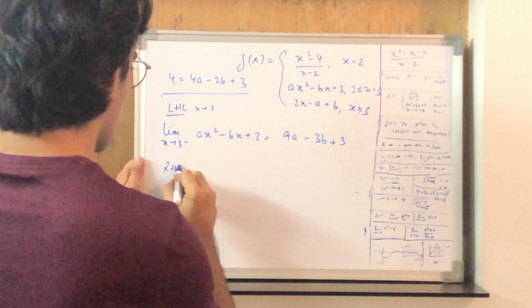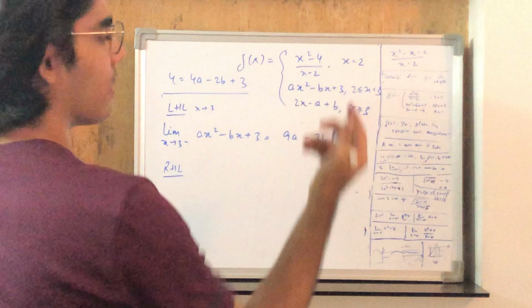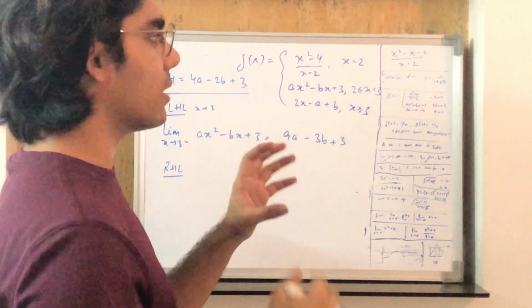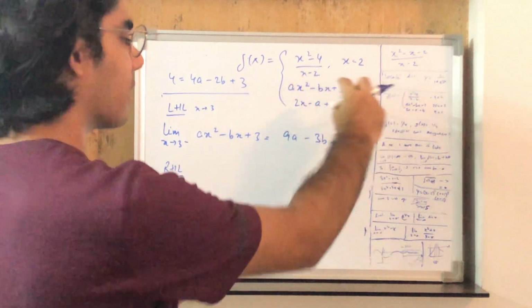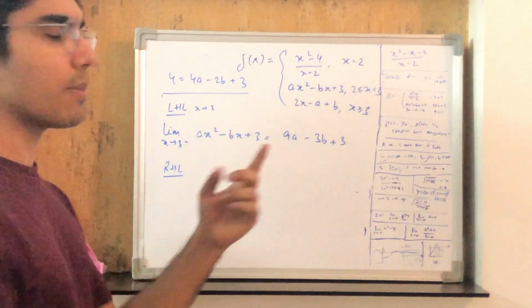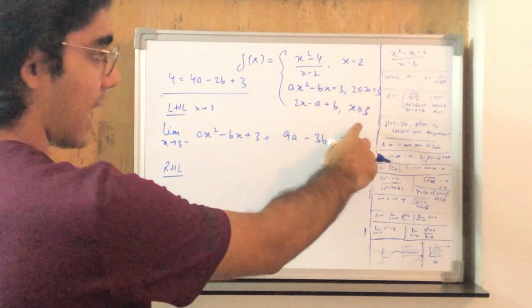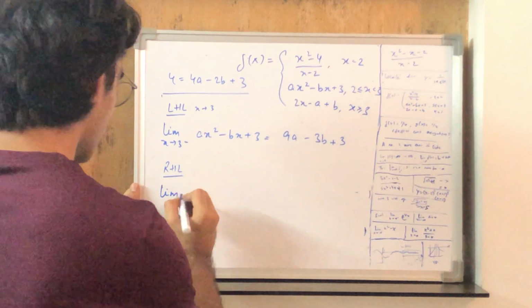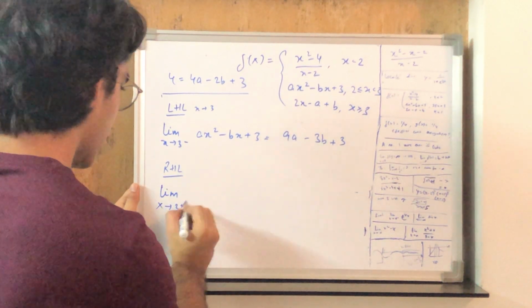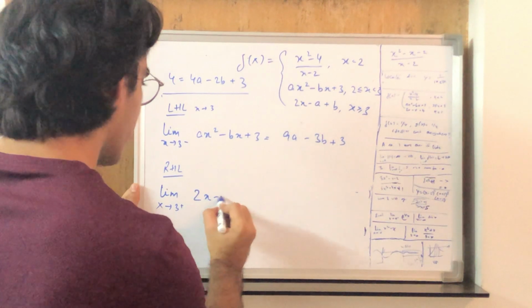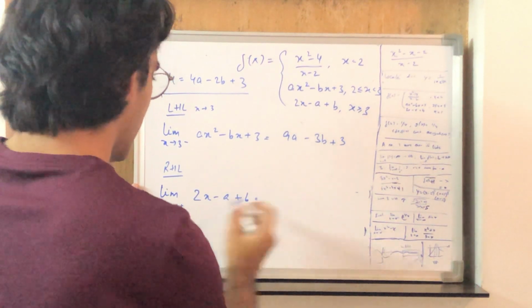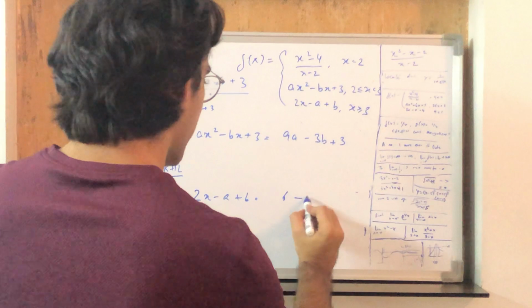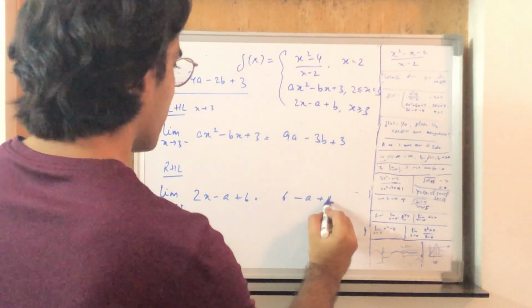Let's find the right-hand limit now when x is approaching 3. Obviously, when x is greater than 2 and less than 3, the middle function is what I'm going to consider when x is approaching 3 from the left side. For the right-hand side, this is the last function that I'm going to use. So I have limit x tending to 3 plus, the right-hand limit, of 2x minus a plus b. Plug in 3 simply, I get 6 minus a plus b.